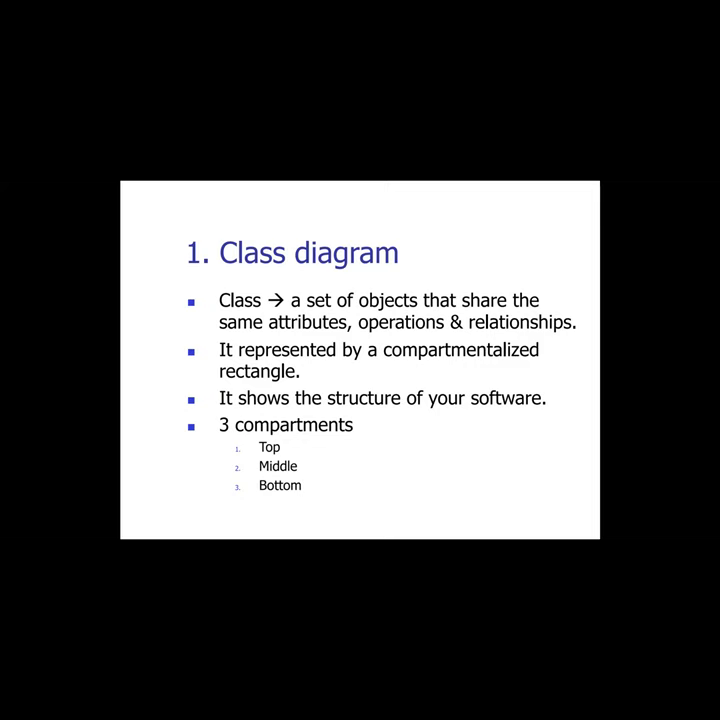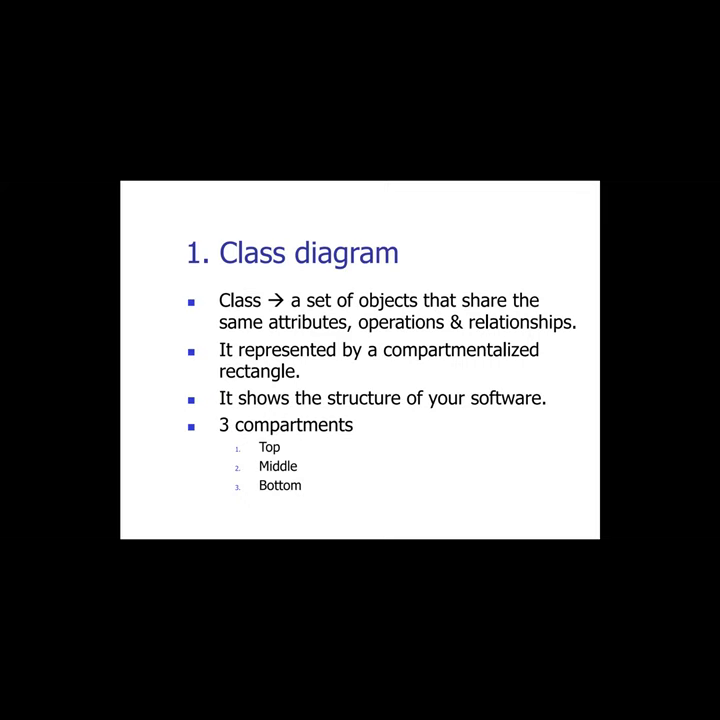So like that, we fix the class. The attributes and operations are fixed, and it is represented by a rectangle. So you will use a rectangle symbol with three rows. The first row will contain the name of the class, then attributes and functions. It shows the structure of your software.